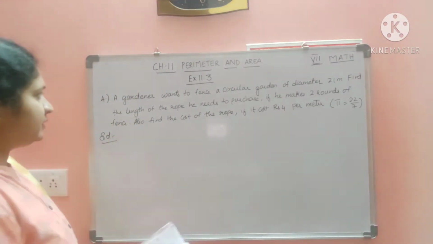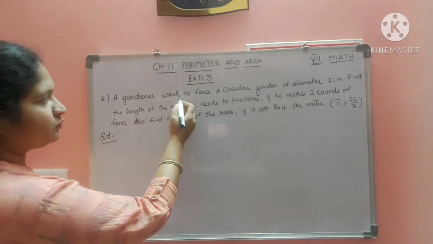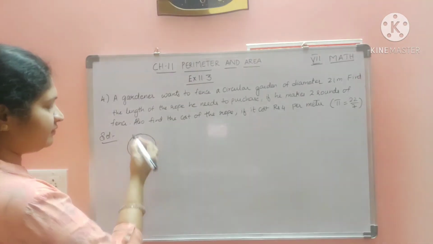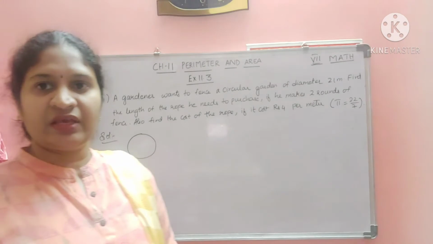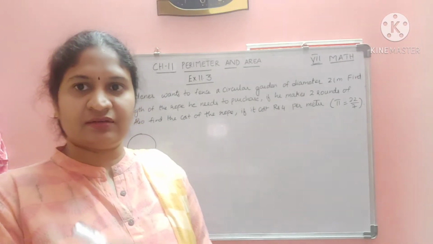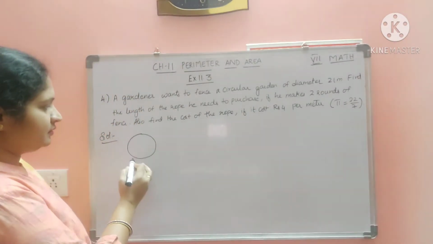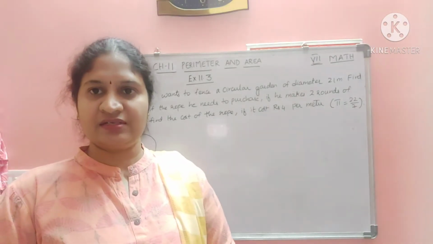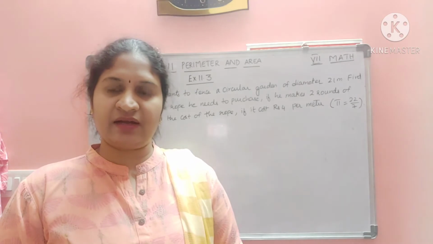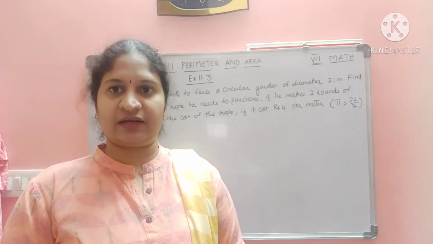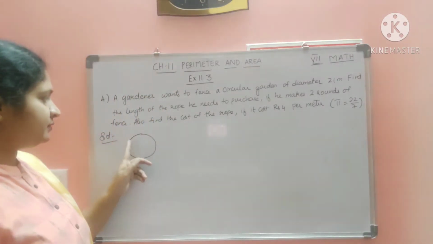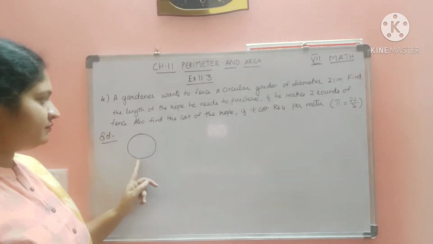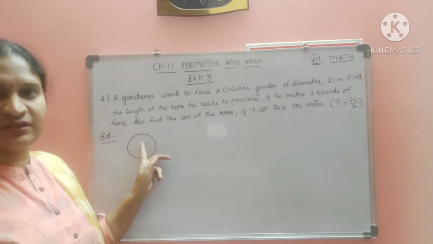Okay. So the gardener wants to fence a circular garden. Suppose if this is the garden which is in a circular shape, he wants to fence this garden, right? Fencing is nothing but circumference, right? Circumference of a circle. Fencing a rectangular garden means it is a perimeter of the rectangle. Here fencing the garden which is in a circular shape. So we have to find out circumference of this circular garden.